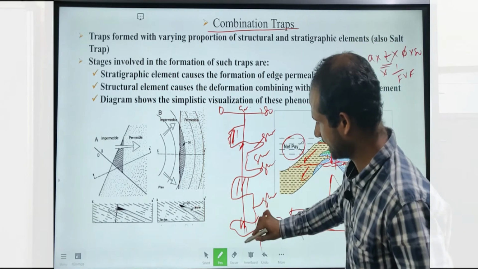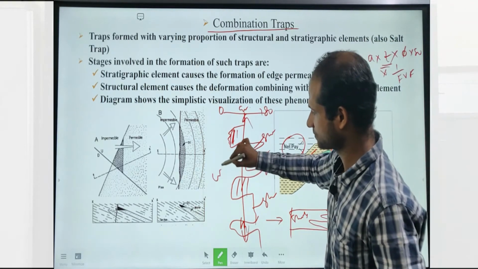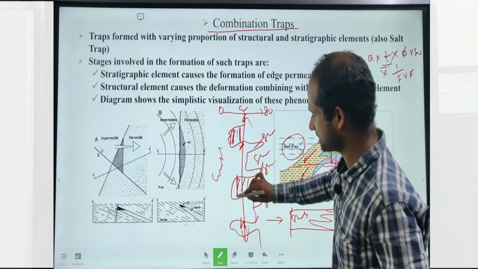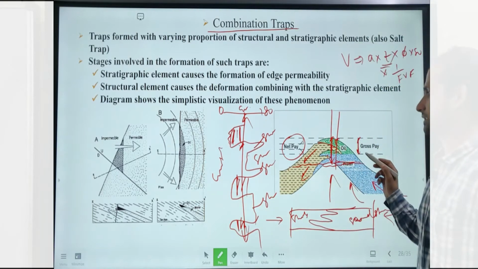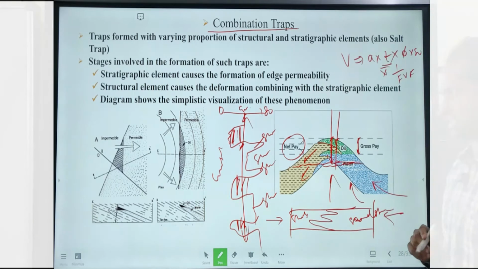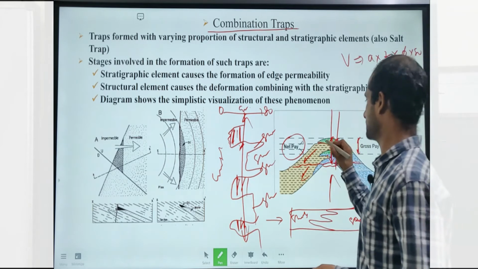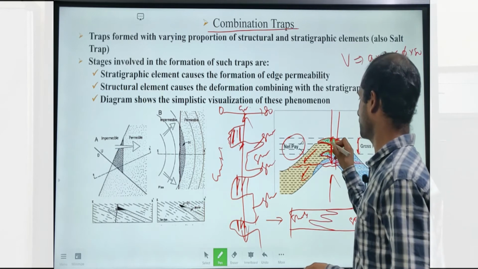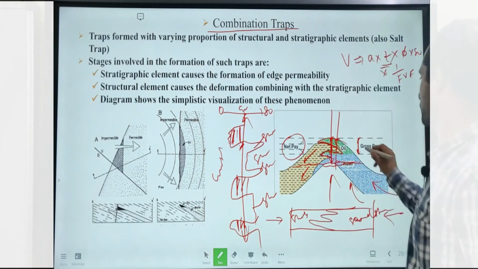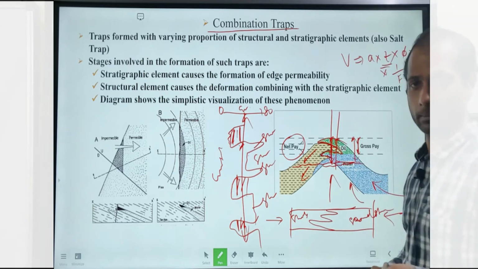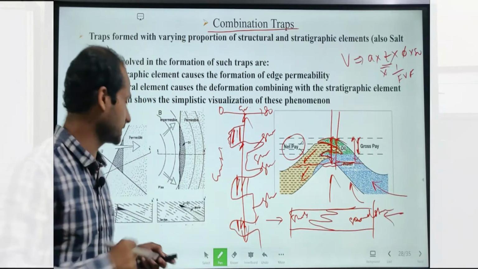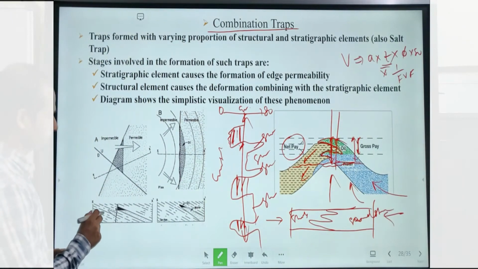So this entire pack will be the gross thickness, but when we are going to calculate the reserve, we will take this thickness plus this thickness plus this thickness. That we call net pay. This is how we calculate the reserve. Net pay means the net thickness with hydrocarbon, and gross means the entire thickness of the hydrocarbon column. And if it is associated with a fault, in case of a fault also a similar case applies.